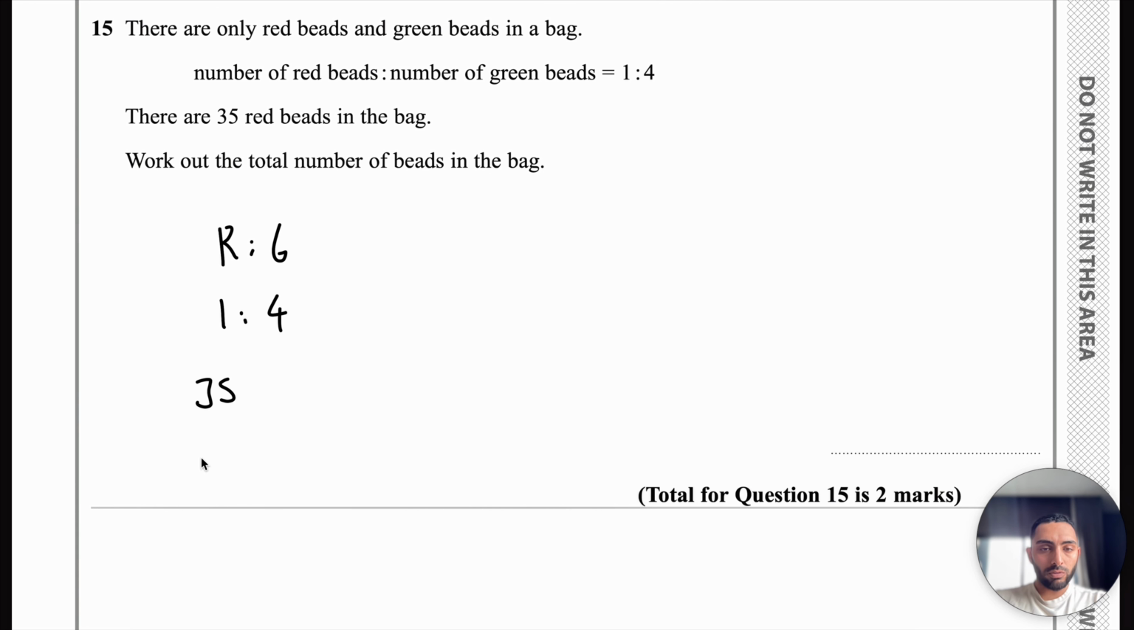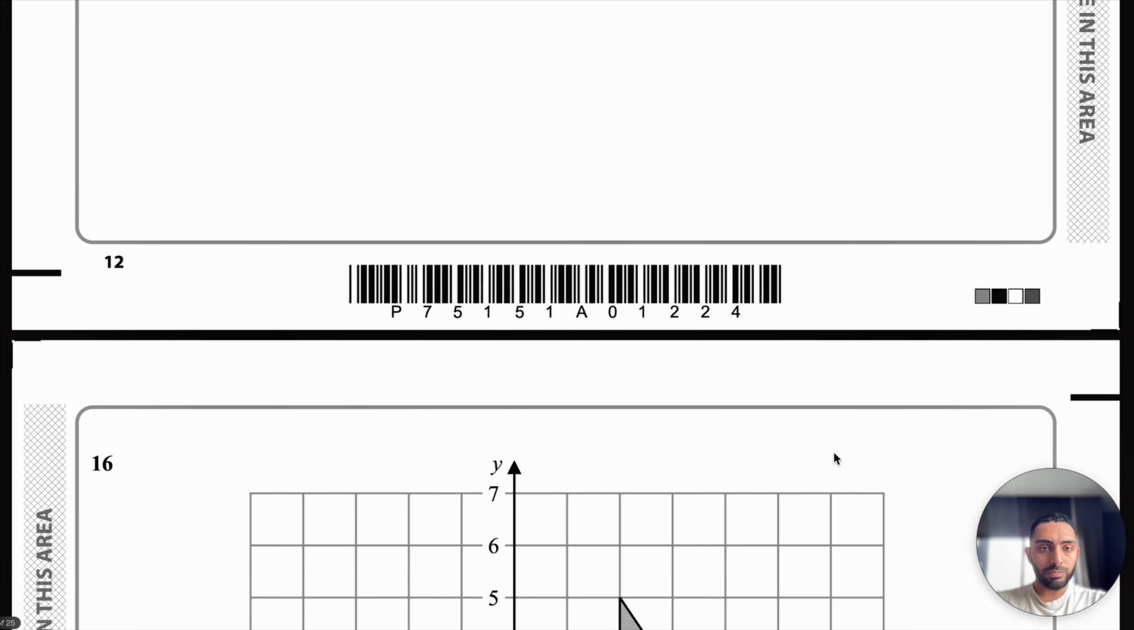So I need to find all of the beads and I need to add them up together to find the total number. On the left hand side, what have I multiplied by to get from 1 to 35? I multiplied by 35 there. I'll multiply by 35 there. 4 times 35, double it twice, so 70 and 140. We need to find the total, so we're going to add up both of these. We're doing 140 plus 35, which gives us 175 beads in total.